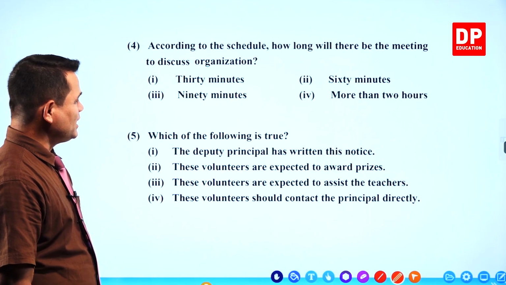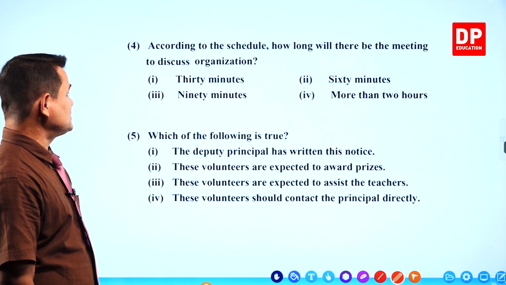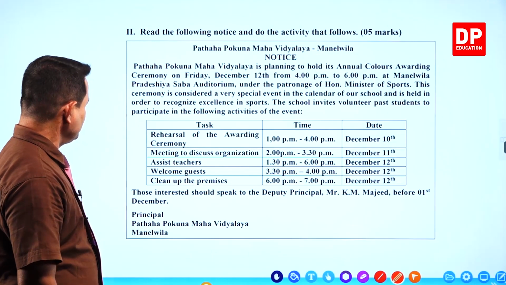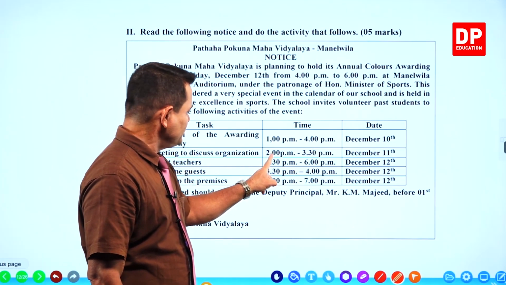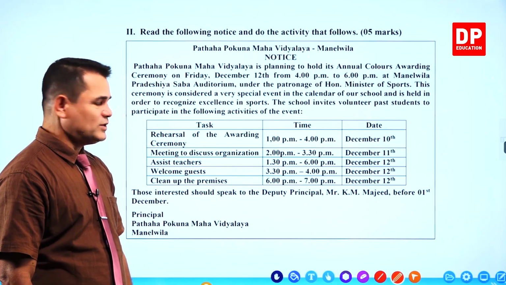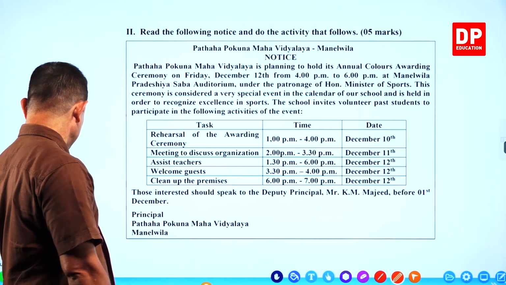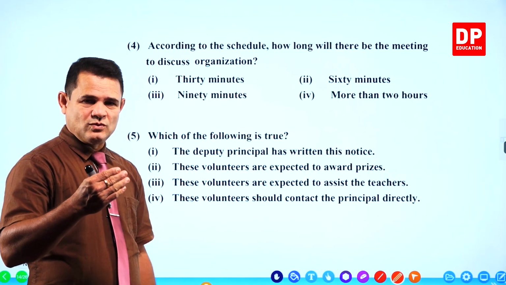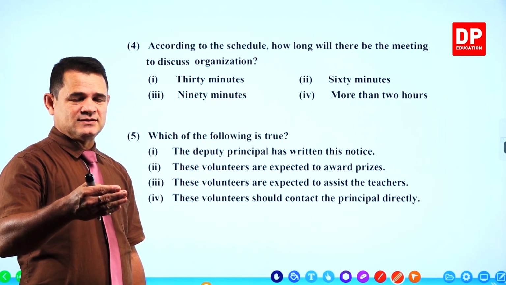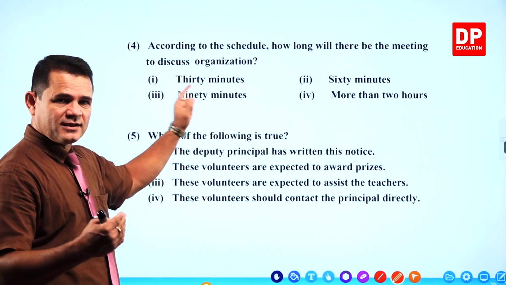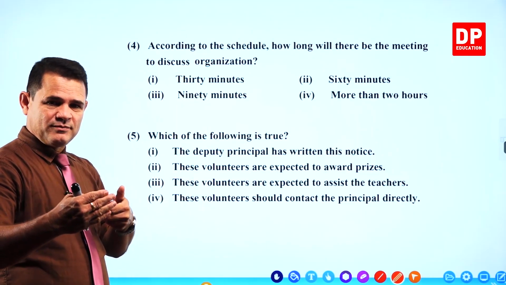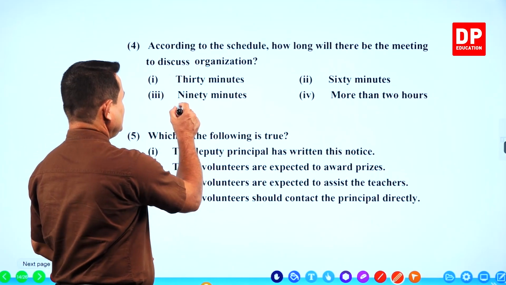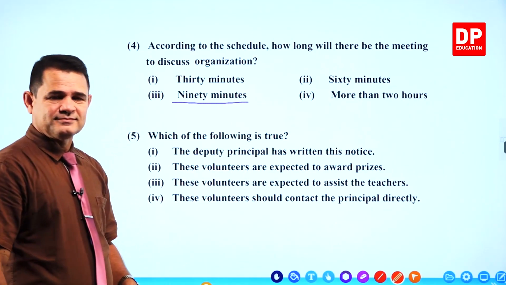Right? According to the schedule, how long will there be the meeting to discuss organization? To discuss organization, just look at this. To discuss organization, 2 to 3:30. That means from 2 until 3:30. How much time is that? From 2 to 3 is 1 hour, and 3:30 is another 30 minutes. Altogether, from the minutes here, 90 minutes. An hour is 60 minutes, half an hour is 30. 60 and 30 is 90. Then the answer is 90 minutes. Isn't it?